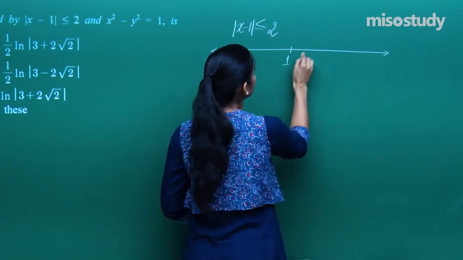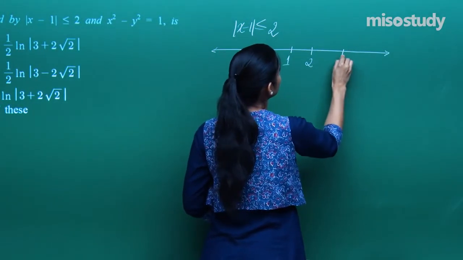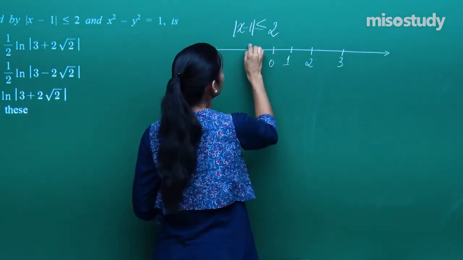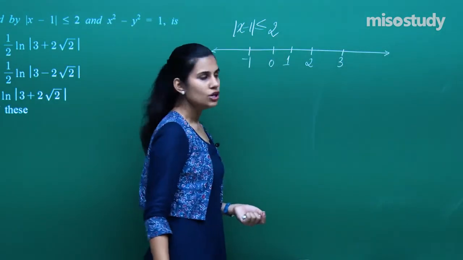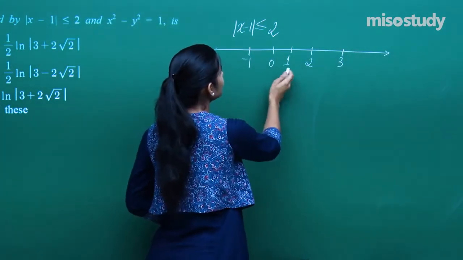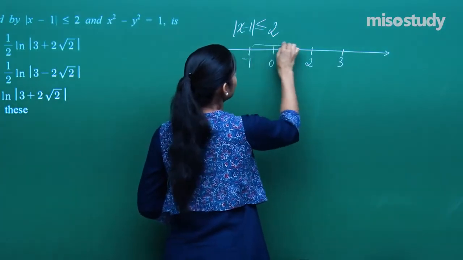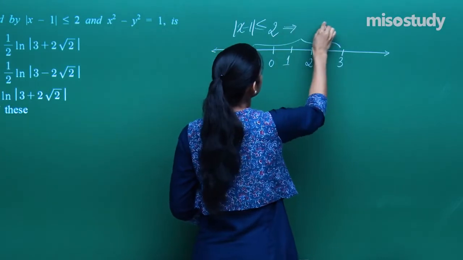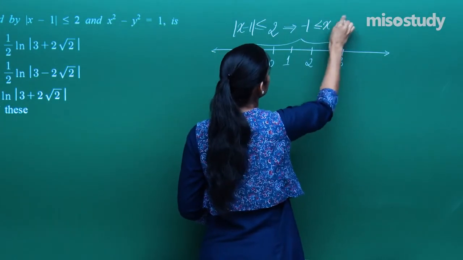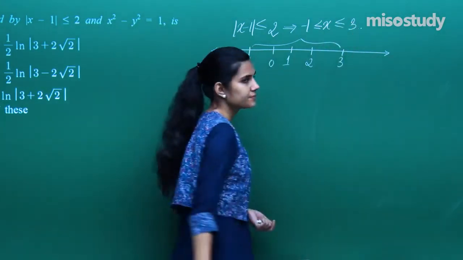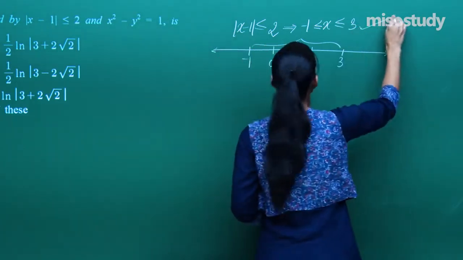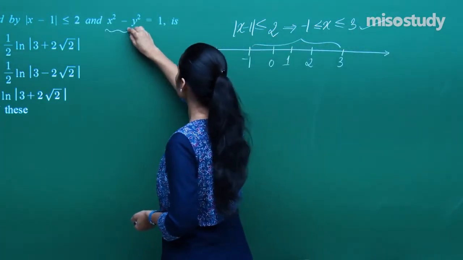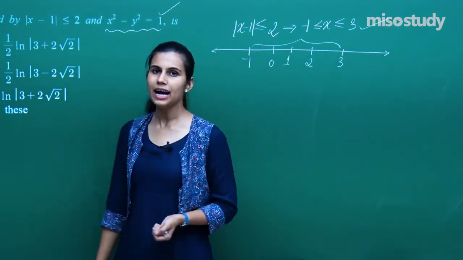So this is 1, this is 2, this is 3, this is 0, this is minus 1. So all the numbers whose distance from 1 is either equal to 2 or less than 2 are actually these numbers. So this implies x is greater than or equal to minus 1 and less than or equal to 3. This is the first restriction. Second is x square minus y square equals 1. This is nothing but a hyperbola.